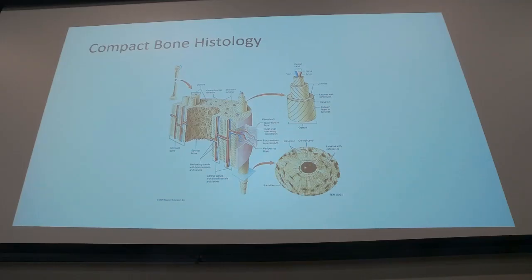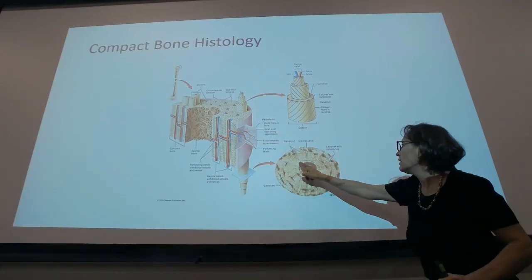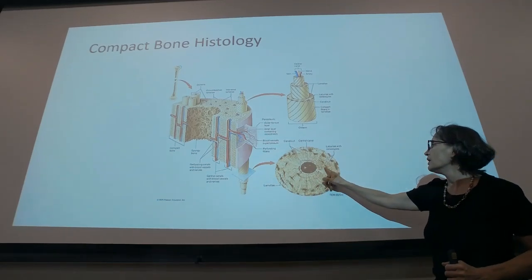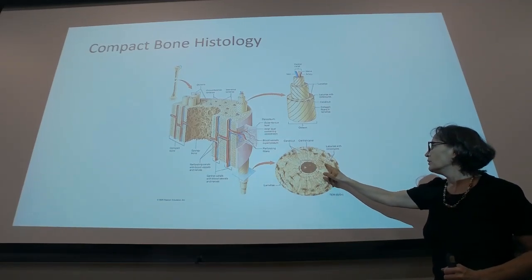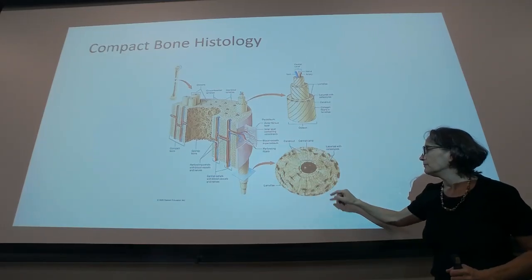It's like if someone makes a transverse section and it shows you this. So this is the central canal. This will be the concentric lamellae. And this is where you have the lacunae with the osteocytes, and these are the canaliculi.